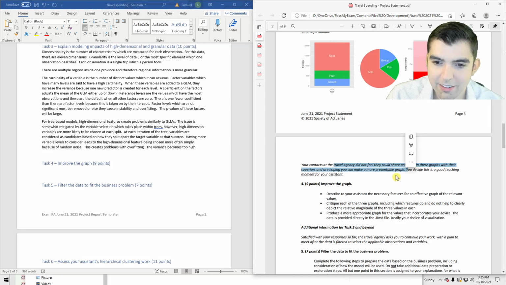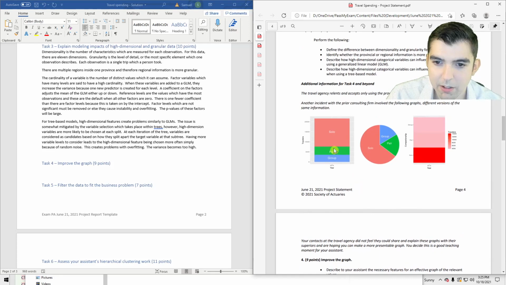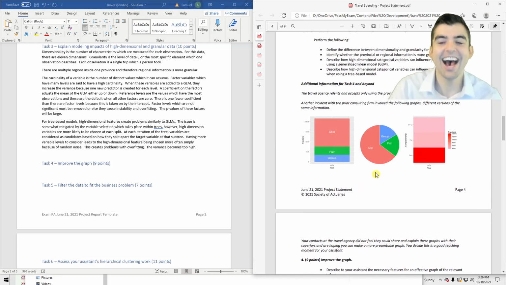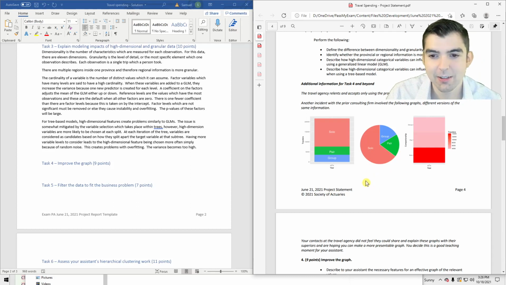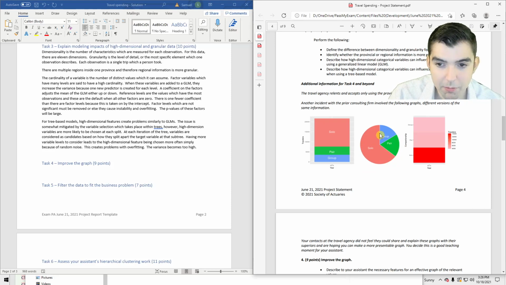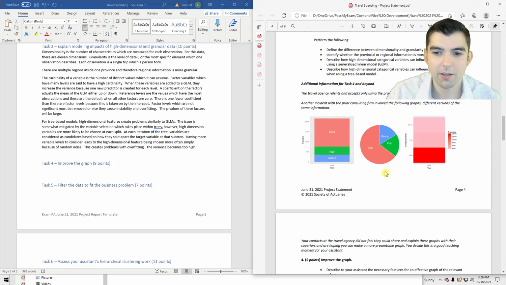You decide that this is a good teaching moment for your assistant. When I look at these graphs, the first thing I want to say is because they're really ugly. This graph, just the way that this is a bar graph, but there's only a single bar. Pie charts in general are not favorable because they're just hard to read.